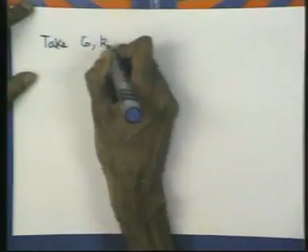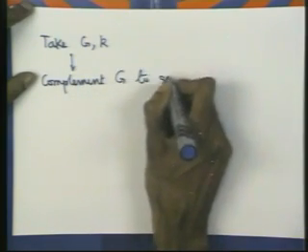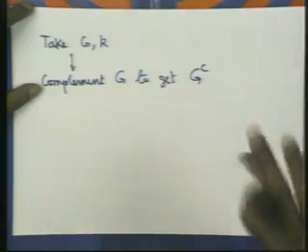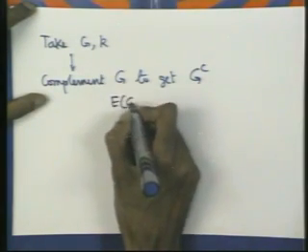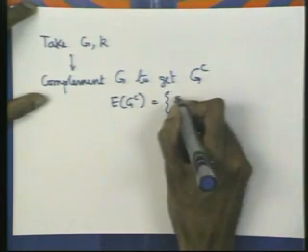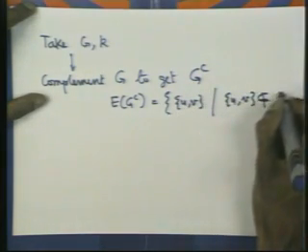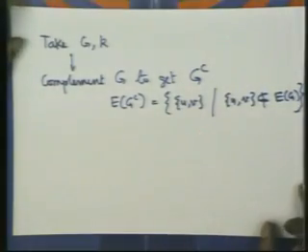So let's just write this down. Here's the transformation. Take G and k. Complement G to get G^C. What's the complement? The vertex set is the same and the edge set I've complemented. So the edge set of G^C is the set of pairs uv such that uv is not in E of G. If it's not there, I put it in. If it's there, I don't put it in. So it's essentially the complement of E of G.